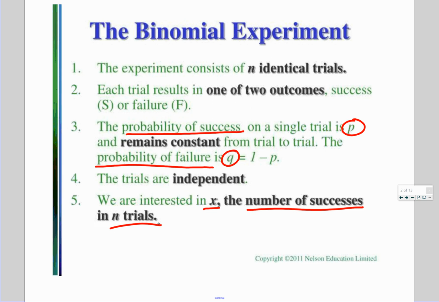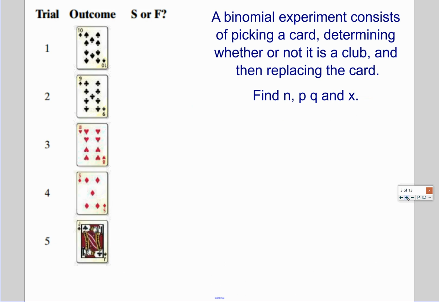All right, so let's look at a little example. Here we have a binomial experiment that consists of picking a card, determining whether or not it is a club. Picking a club would be considered a success. Anything other than a club would be considered a failure. And then replacing the card. So we want to find, for this information, N, P, Q, and X. All those variables are going to show up in our formulas for this experiment.